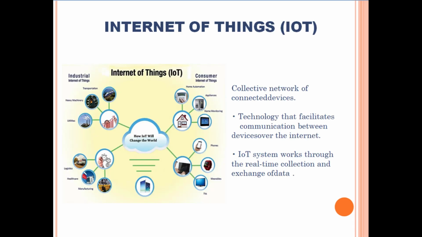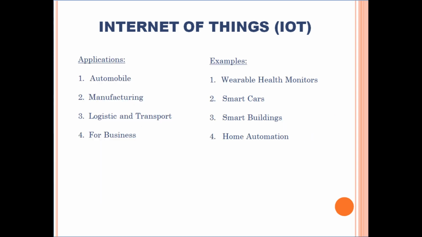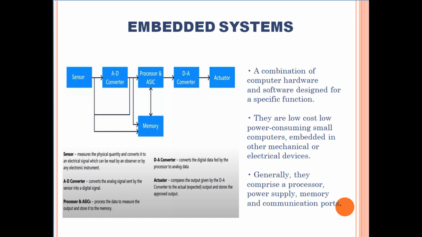The next topic is Internet of Things. Internet of Things is a collective network of connected devices. It is a technology that facilitates communication between devices over the internet. An IoT system works through the real-time collection and exchange of data. Some of the applications of Internet of Things are automobile, manufacturing, transport, business, like health monitors, smart cars, buildings, and home automation.